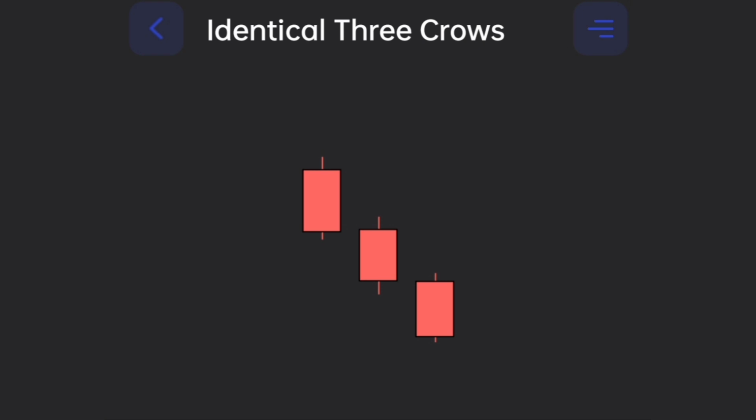How to trade? If you see this pattern form, it is time to start thinking about selling your position. This is because the three crows pattern is a strong indication that the current trend is about to reverse and the price is going to start falling.